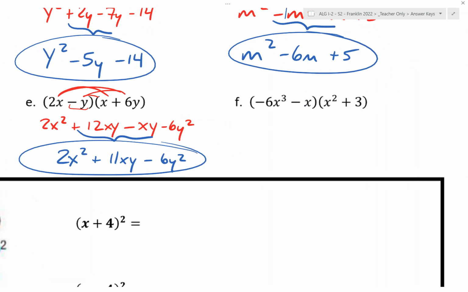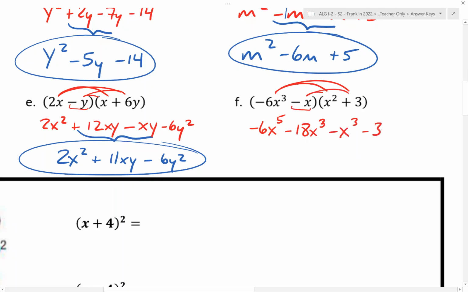Okay, last one. Negative 6x cubed times x squared is negative 6x to the fifth. 3 plus 2 is 5. Negative 6 times 3 is negative 18, and don't forget the x cubed. Negative x times x squared is negative x cubed, and negative x times 3 is negative 3x. And again, we do have some like terms to combine, so negative 6x to the fifth minus 19x cubed minus 3x.